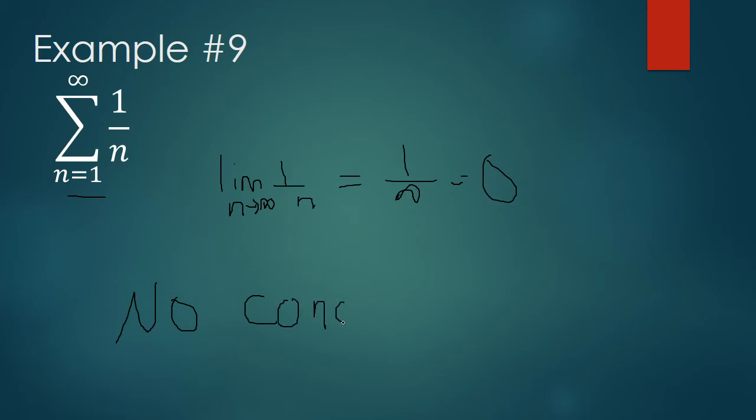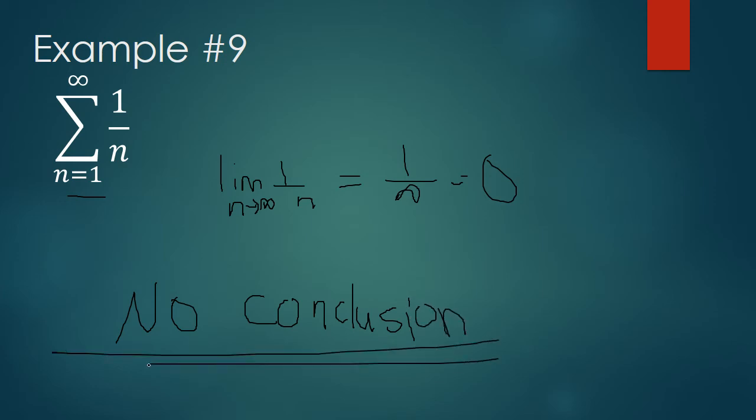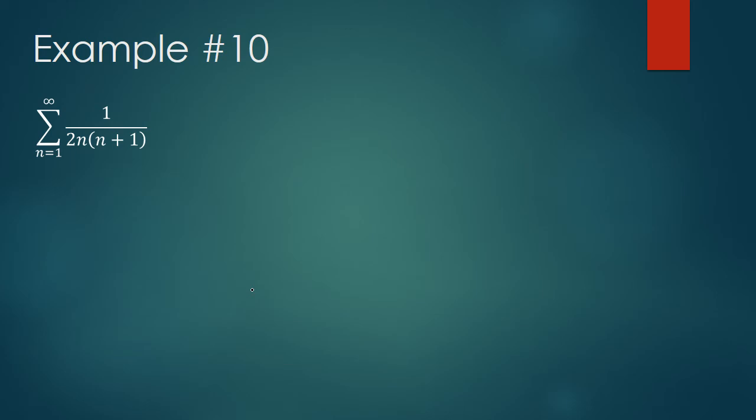I cannot, I repeat, cannot say that this converges. The nth term test only deals with diverging. If it equals 0, I can make no conclusion about this series. Okay, so make sure that's clear. If it doesn't equal 0, we can say it diverges. If the limit equals 0, I can make no conclusion. I don't know what happens with this series. I don't know whether it converges. I don't know whether it diverges. I can make no conclusion.